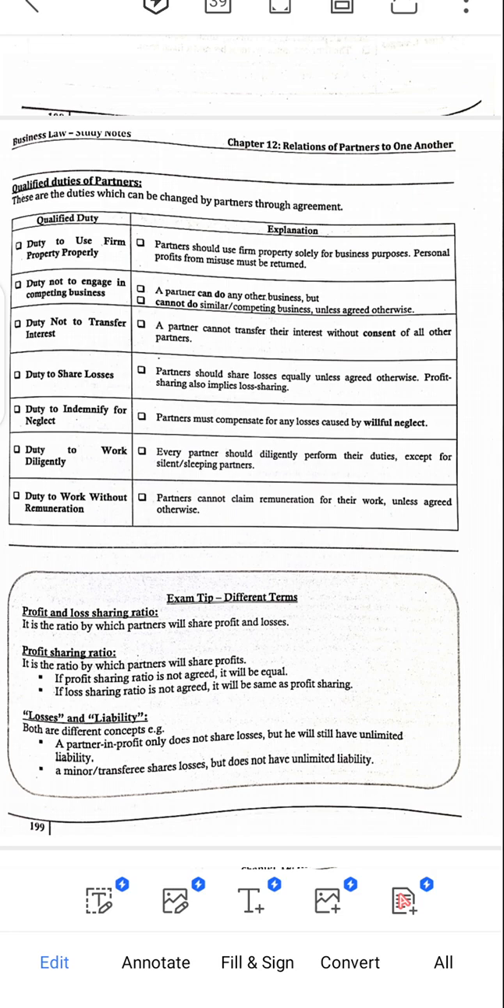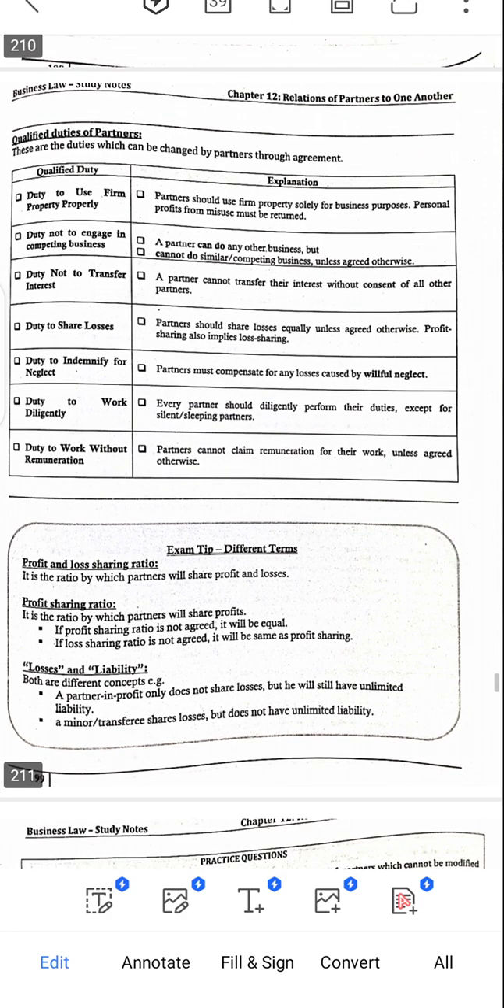Duty to work diligently. Every partner should diligently perform their duties, except for silent or sleeping partners. So the sleeping partners will only be involved in the profits or the losses. They will not actively participate in the activities of the partnership.